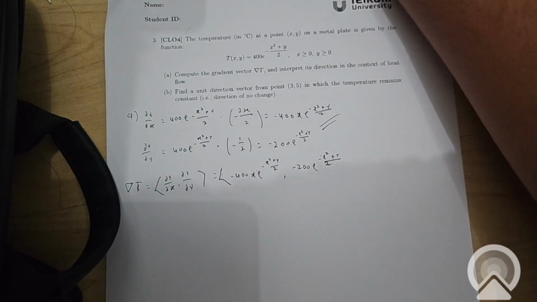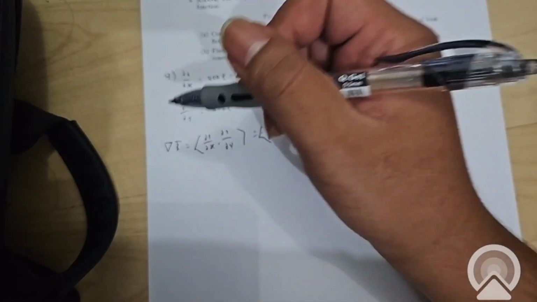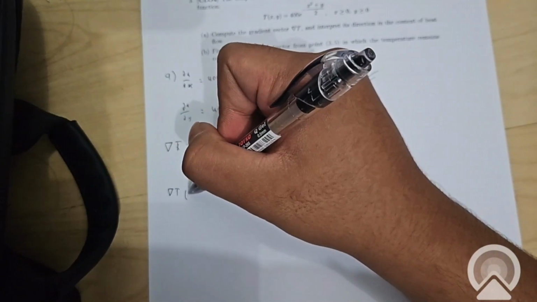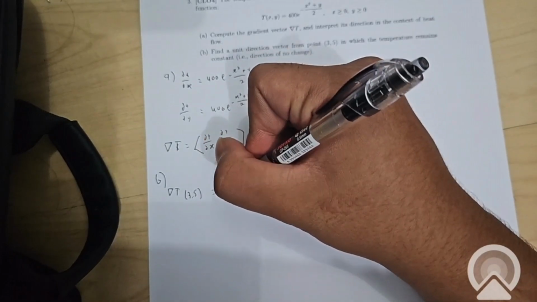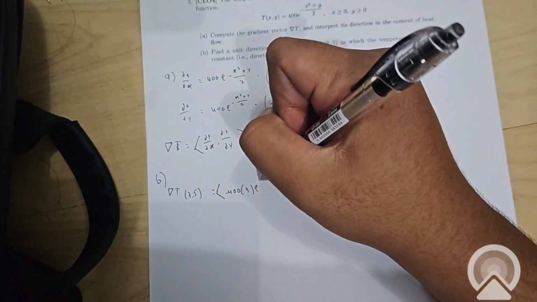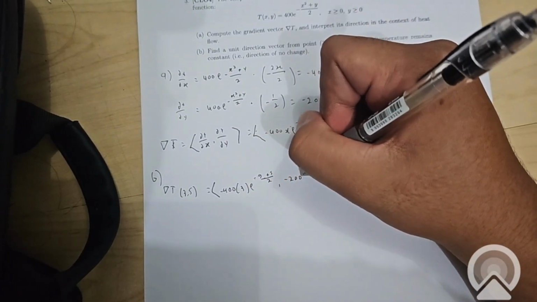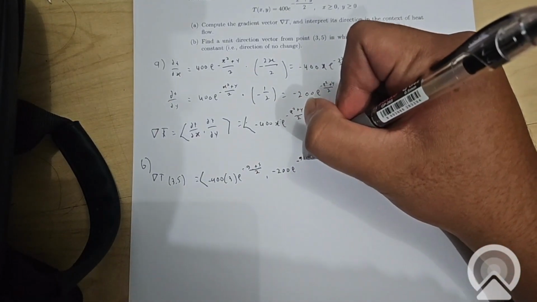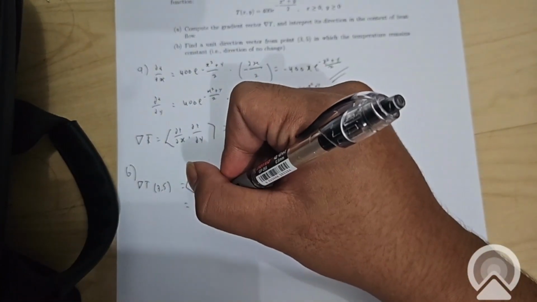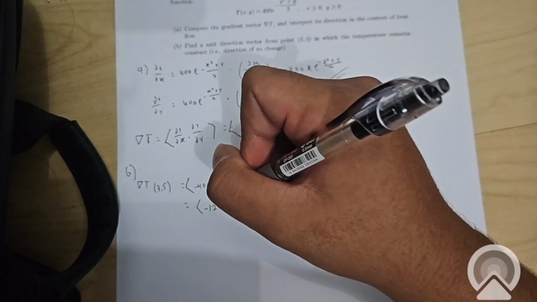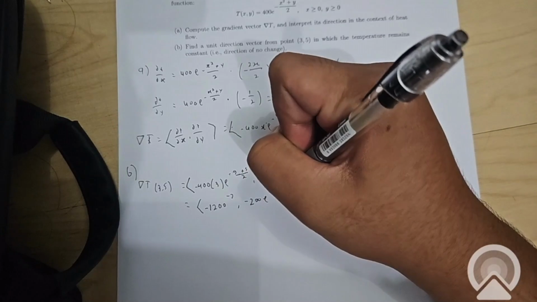And then we find a unit direction vector at (3, 5). So here we evaluate the gradient of T at (3, 5). This is the B section. It will equal minus 400 times 3 e^(-9 + 5/2), comma, minus 200 e^(-9 + 5/2). So it will equal minus 1200 e^(-7), comma, minus 200 e^(-7).